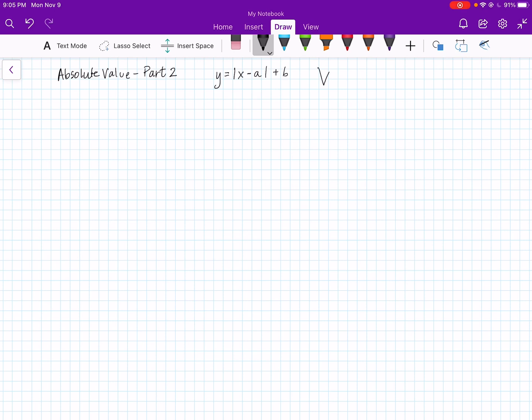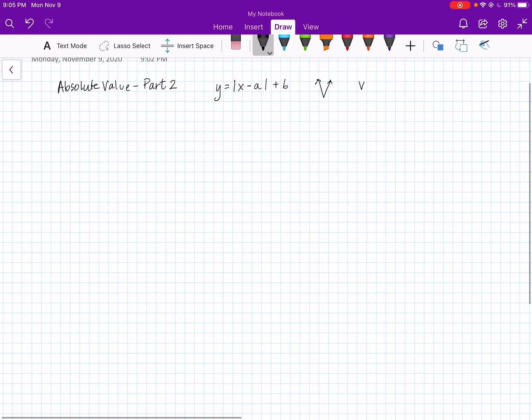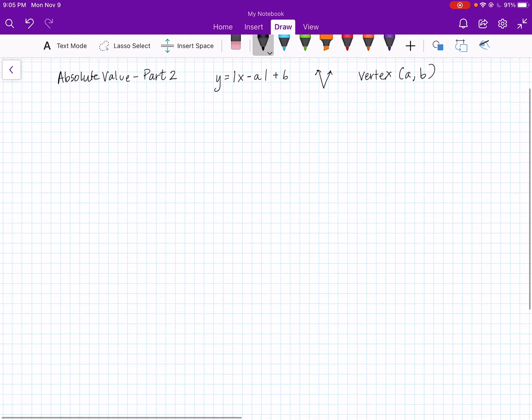Remember when we did yesterday, it is a V. And it talked about the vertex, and I said we're going to talk about that a little more in depth, and that's (a, b). Okay, so the vertex is (a, b). All right, so number 1, I have the equation y equals the absolute value of x. And I'm going to do a little graph. It's not going to be anything fancy, but I want to show you some things about absolute value.